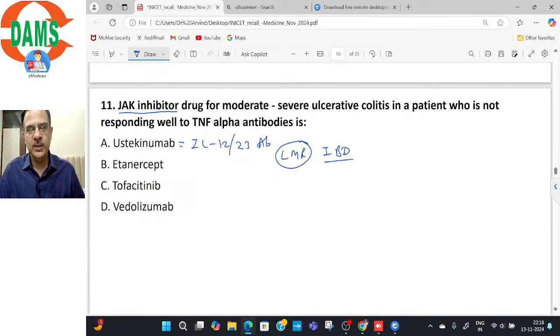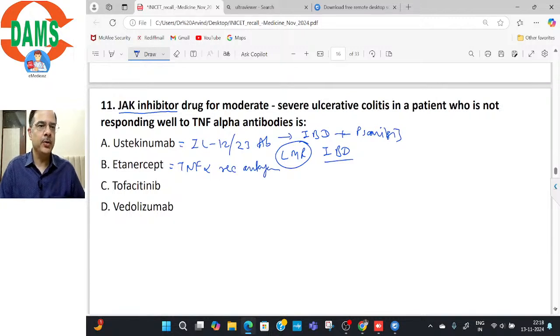So what is the role of this antibody? This is used in IBD, and especially when it is associated with psoriasis, then it has the best role. Etanercept is a TNF alpha receptor antagonist, so the property is not JAK inhibition. While option C is correct. So this drug is reserved for refractory cases who are not responding to the TNF alpha antibody.